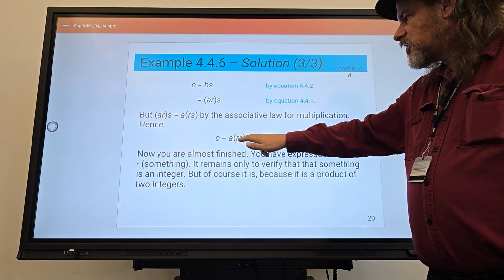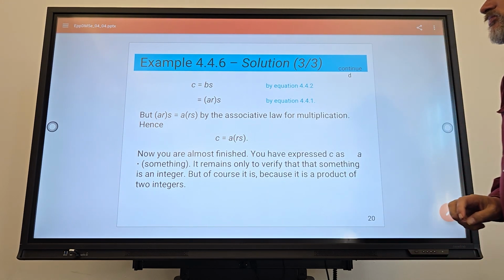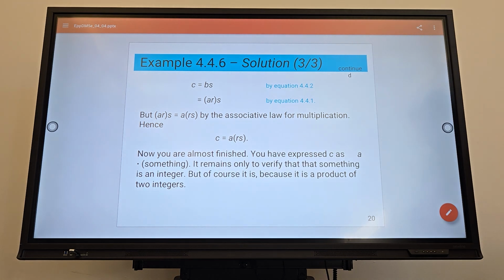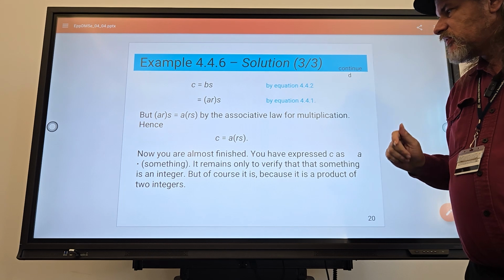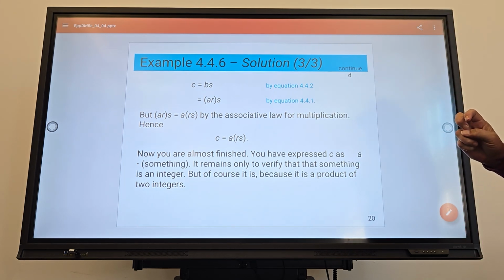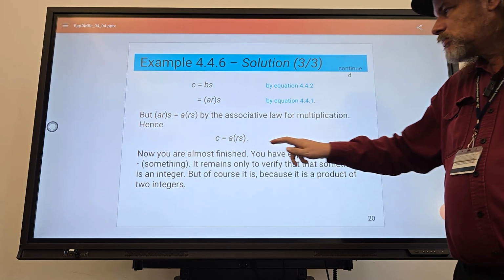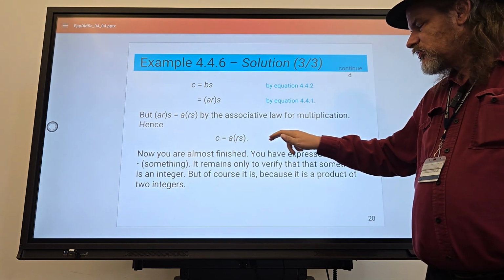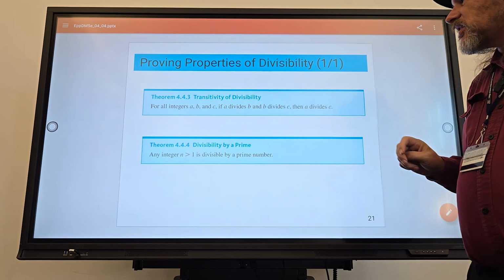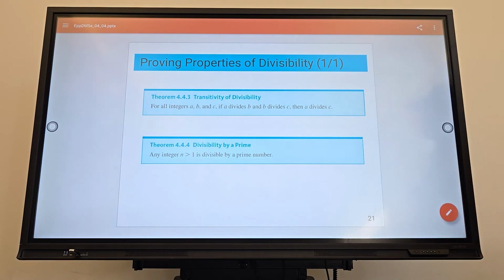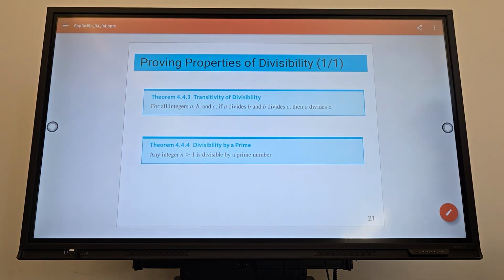By the associative law, you can isolate the a, and then just show that rs is an integer because multiplication of integers is closed. So c equals a times some integer. Therefore, c is divisible by a. So that's the transitivity of divisibility theorem: for all integers a, b, and c, if a divides b and b divides c, then a divides c.